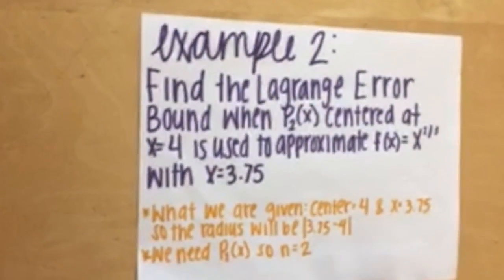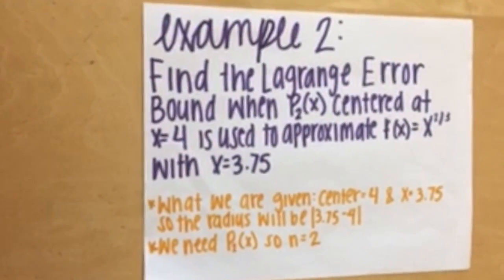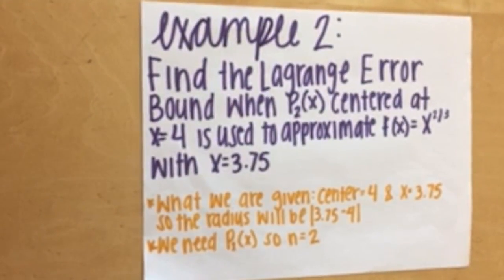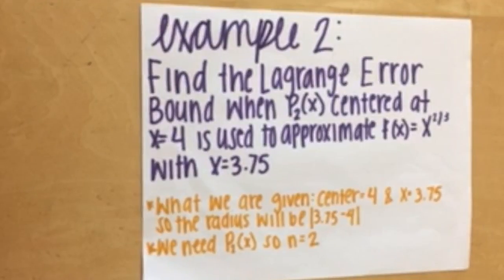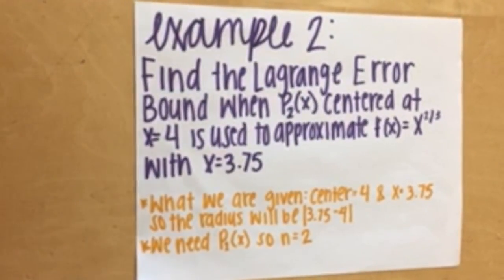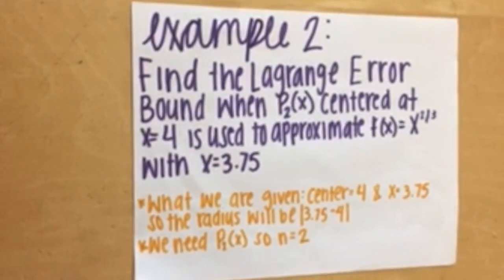Here's a second example to try. Find the Lagrange error bound when P2 of x centered at x equals 4 is used to approximate f of x equals x raised to 2/3 when x equals 3.75.